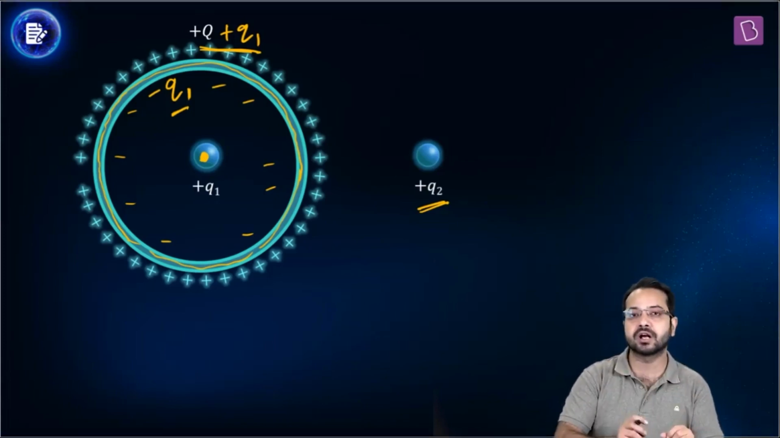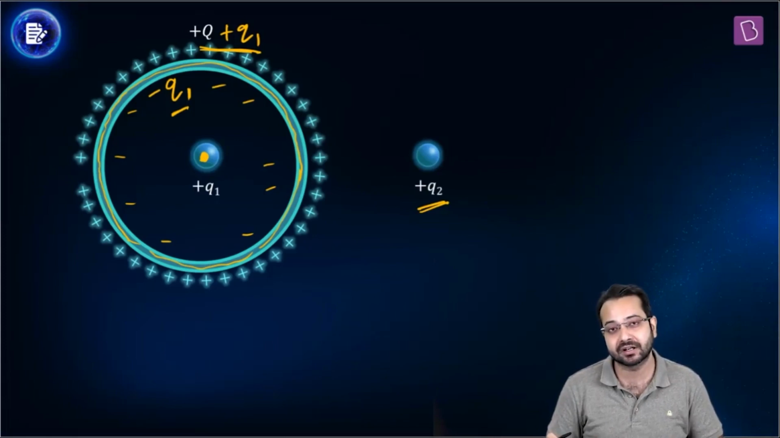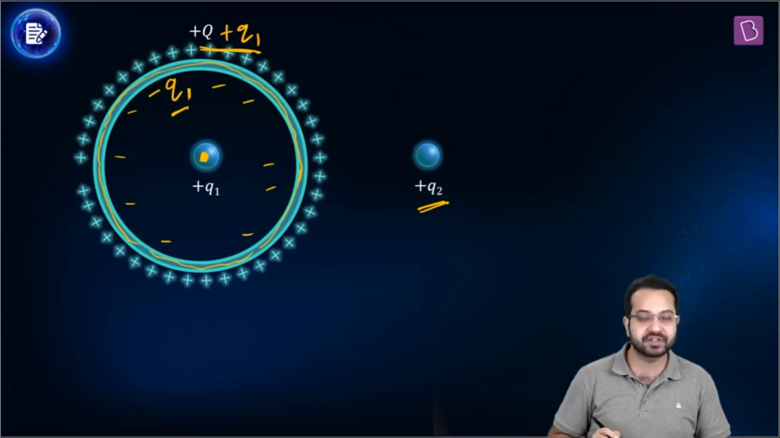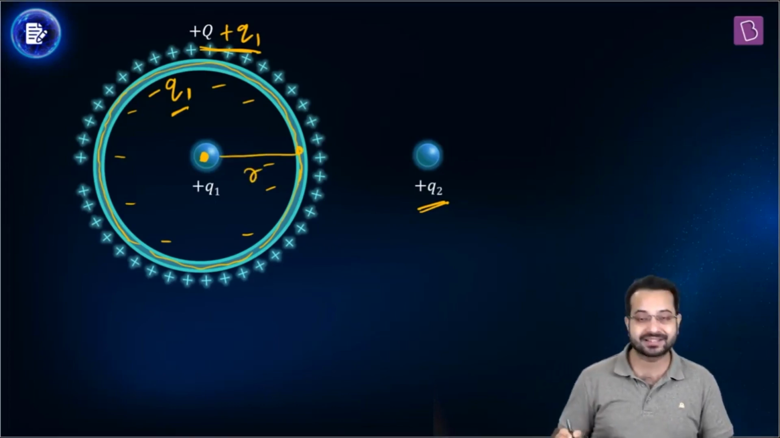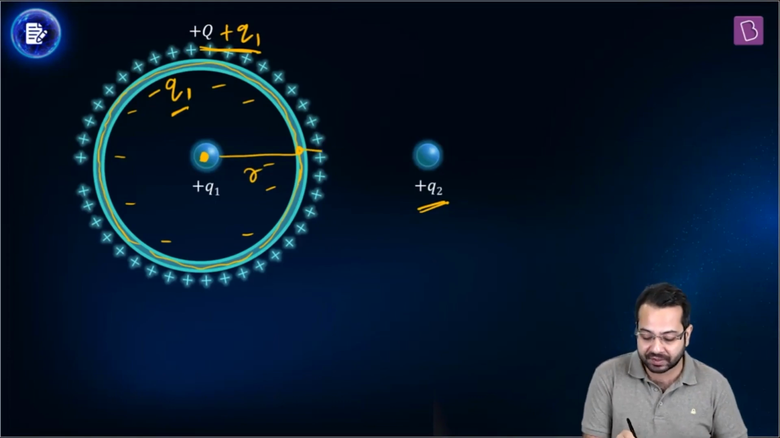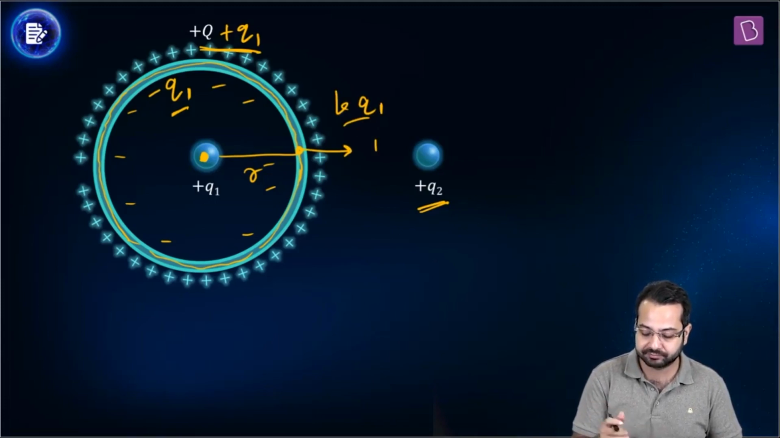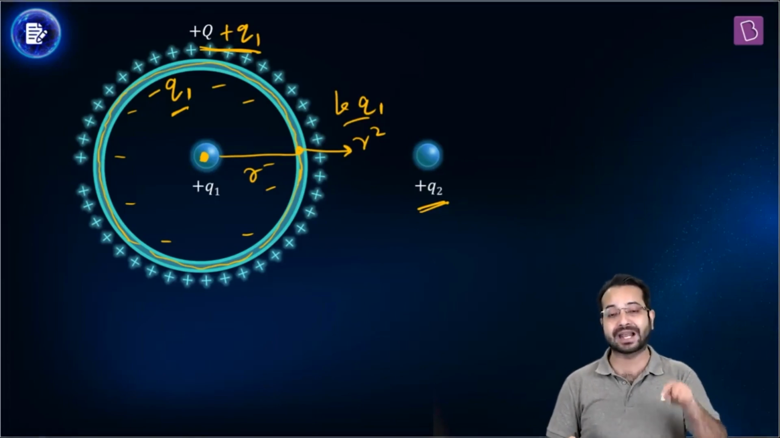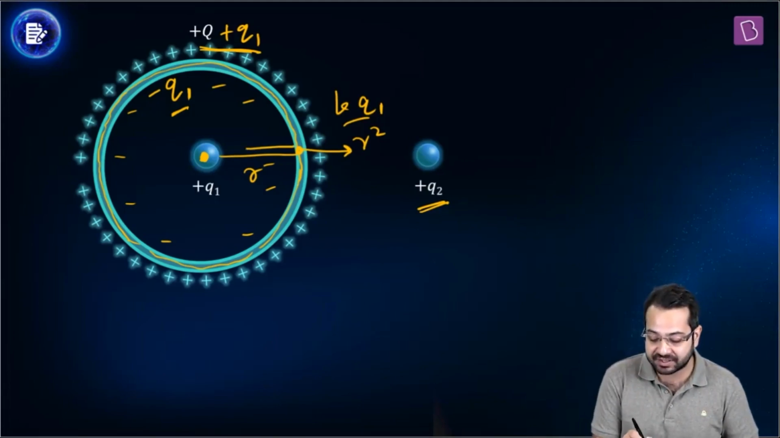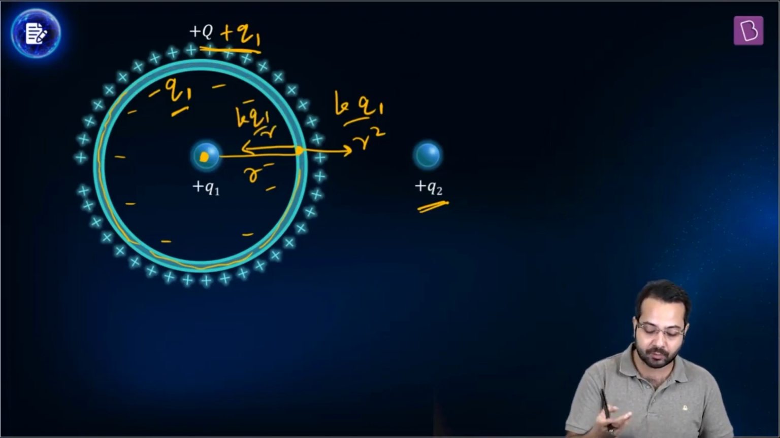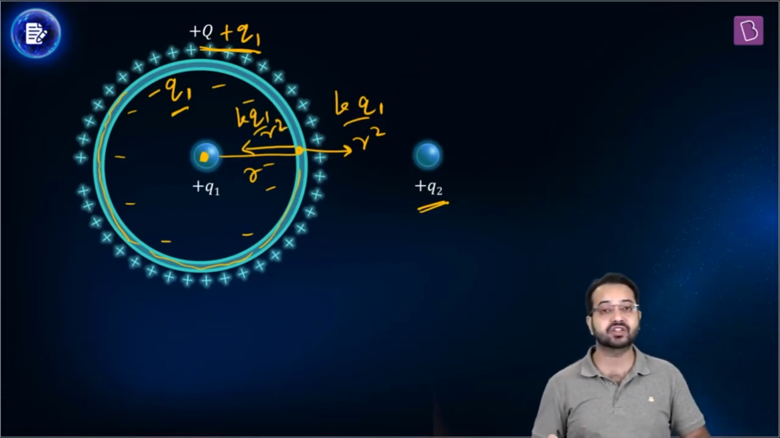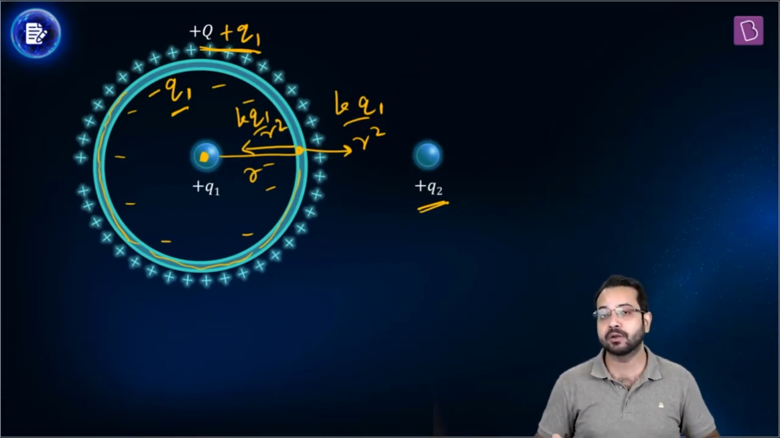Now the job of internal charges is to make field 0 inside the conductor. So this is a point charge q1, and let's talk about this point inside the conductor. Let's say the radius is r. So the field due to plus q1 is going to be kq1 upon r square in the outward direction, which means that this minus q1 has to cancel this field. If it has to cancel the field, then it has to have a field kq1 upon r square in the opposite direction.